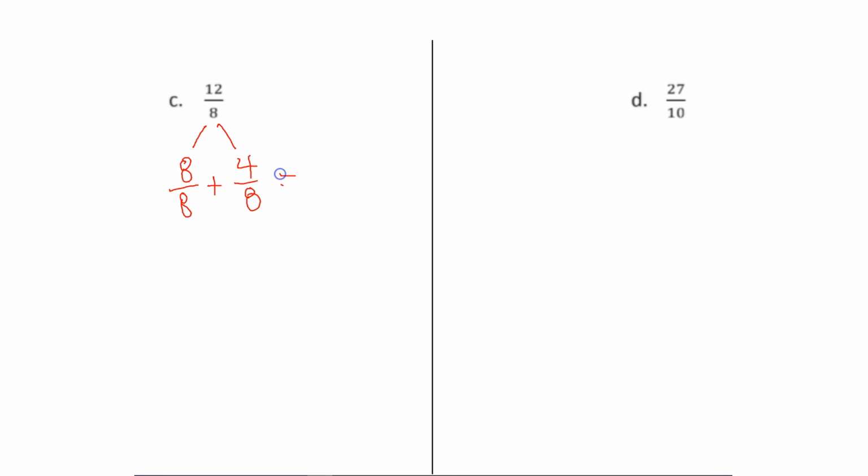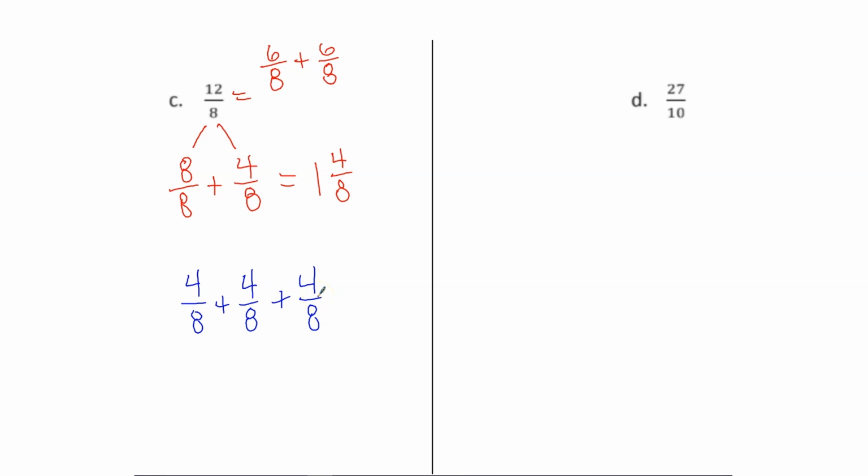So we know that this is equal to 1 and 4/8. But right now we're just trying to break it down. We're going to break it down into 6/8 plus 6/8. Or we can have 3 groups of 4. We can have 4/8 plus 4/8 plus 4/8.